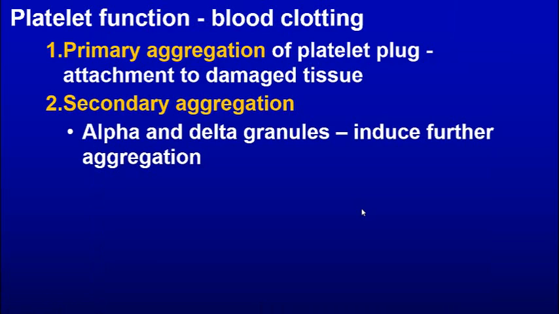Now, in terms of clotting blood, there are 5 steps, and it'd be very handy to understand these. One is a primary aggregation. That is, the platelets get attached to wherever you have a cut. And then there's secondary aggregation. So alpha and delta granules induce further aggregation. So you get some started, and then they call for recruits.